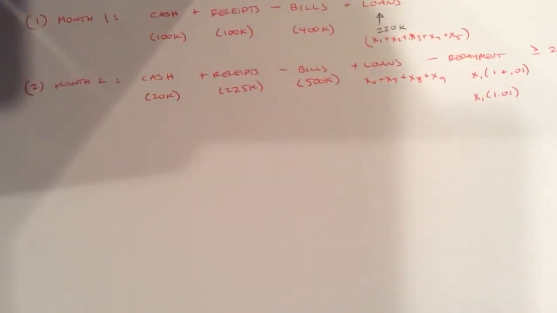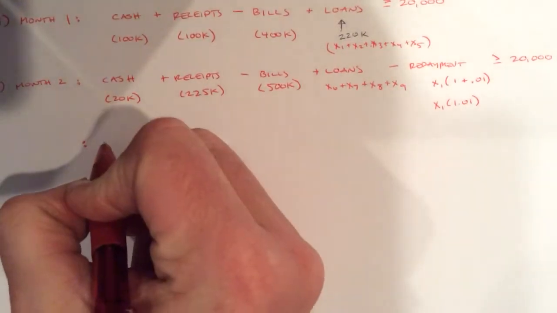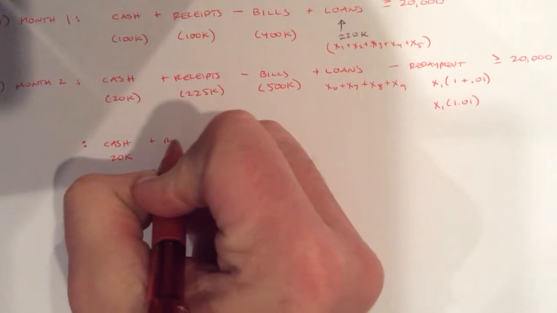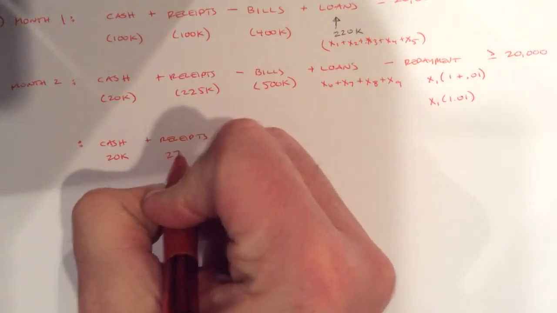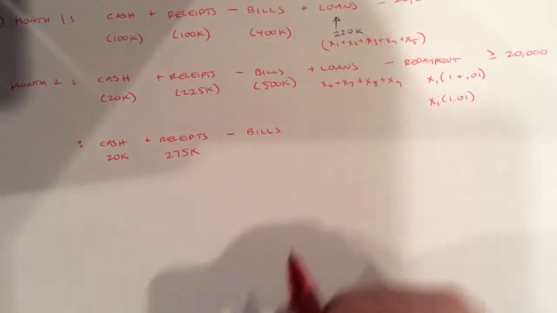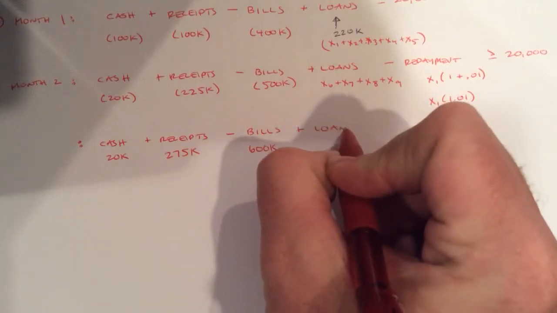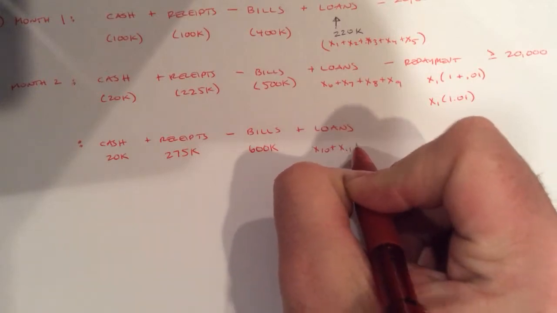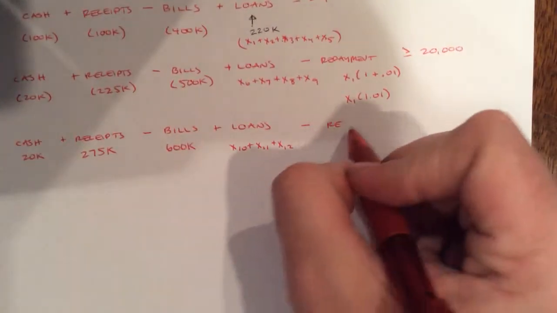Okay, so we'll try to do our third constraint in the same window. So we have cash on hand, which is 20K. We have our cash receipts, and cash receipts in this month are going to be 275,000 minus our bills. Okay, and our bills, man, they keep going up, 600,000, plus our loans. Well, how many loans do we take out in this period? Well, it's just X10 plus X11 plus X12 minus our repayment.